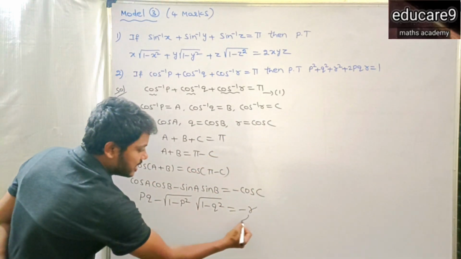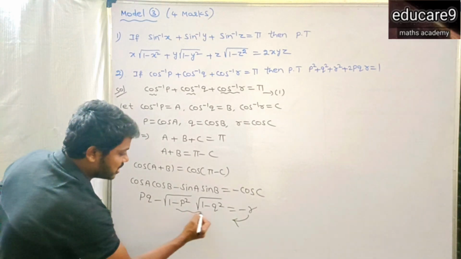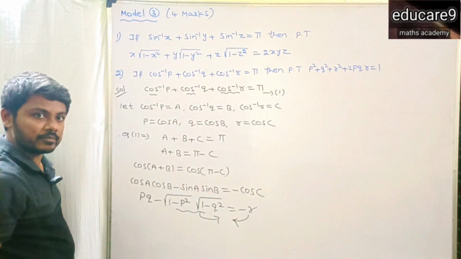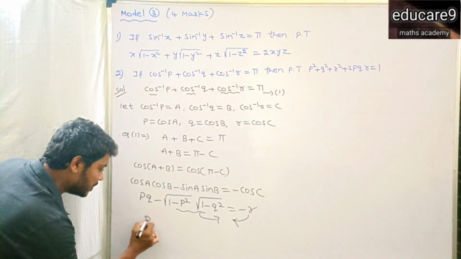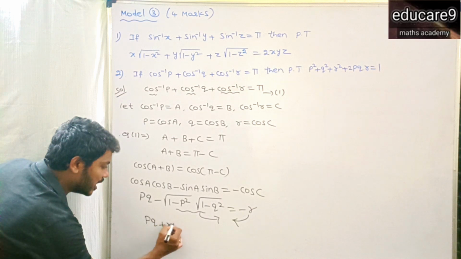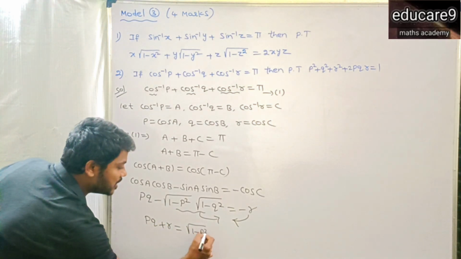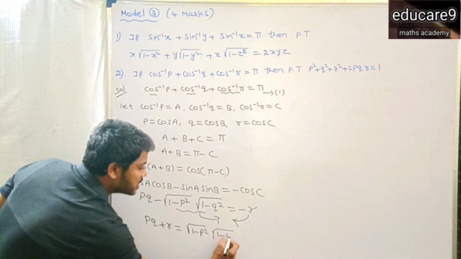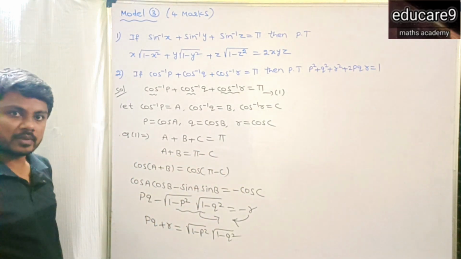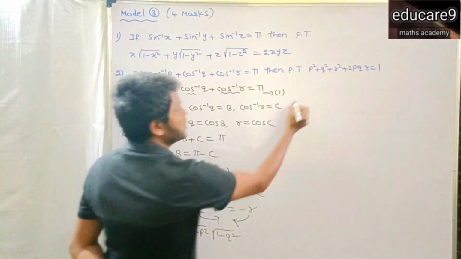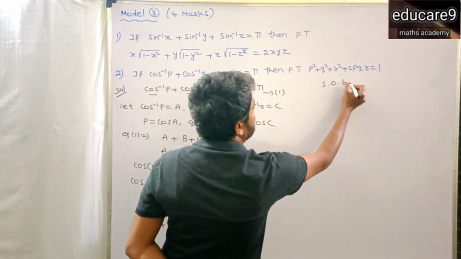So we can send minus R to the left hand side and these two terms to the right hand side. Which becomes PQ plus R, which is equal to under root 1 minus P square into 1 minus Q square. Squaring on both sides. So what will you get?